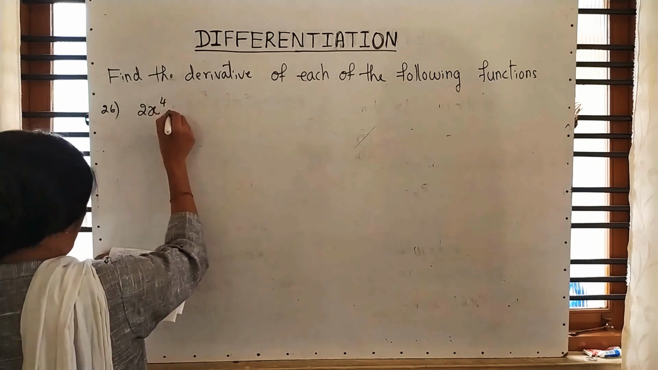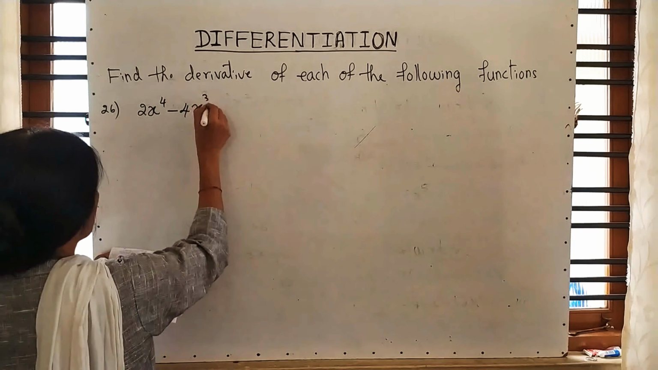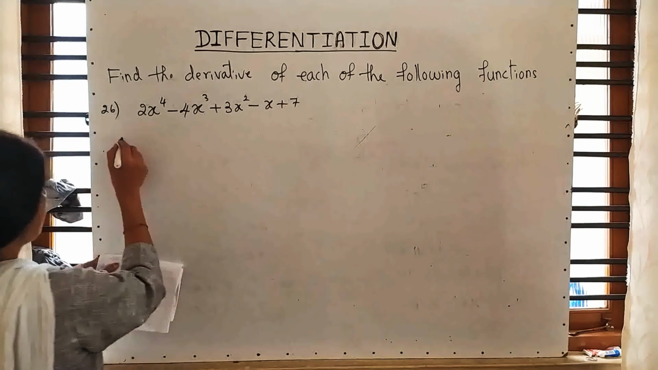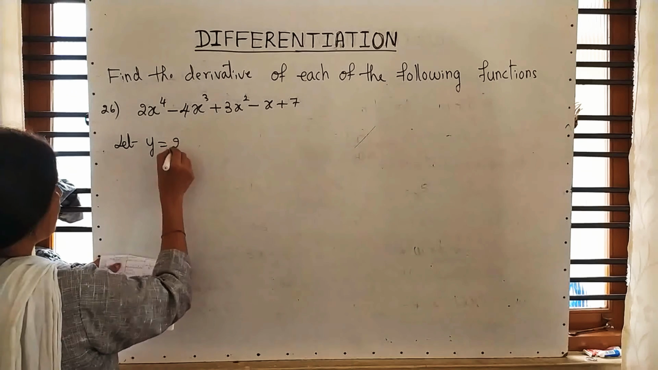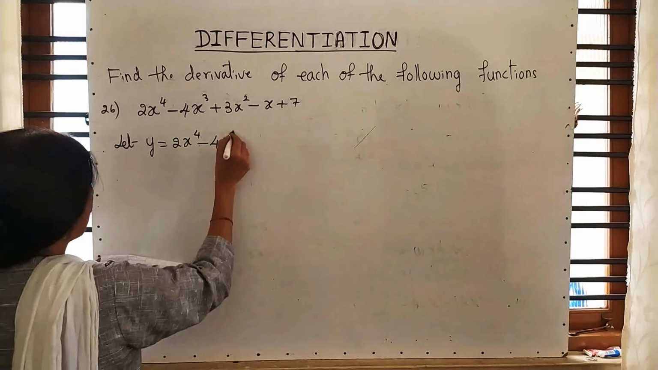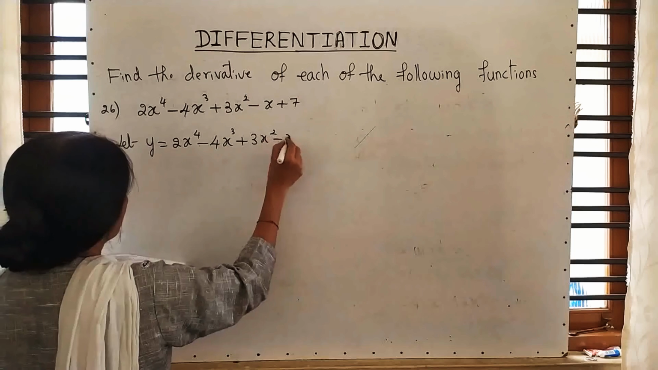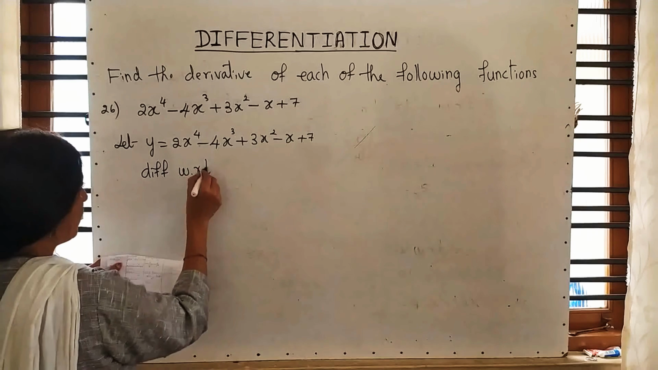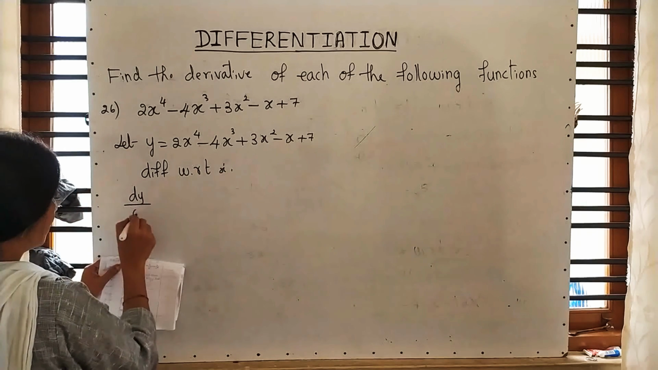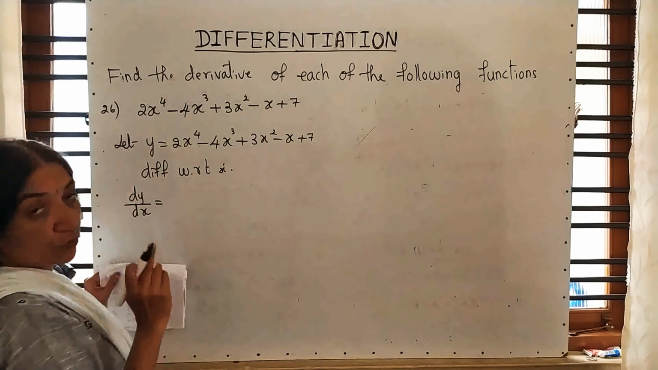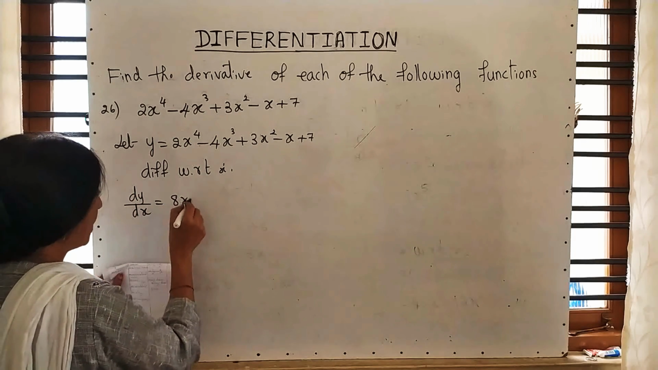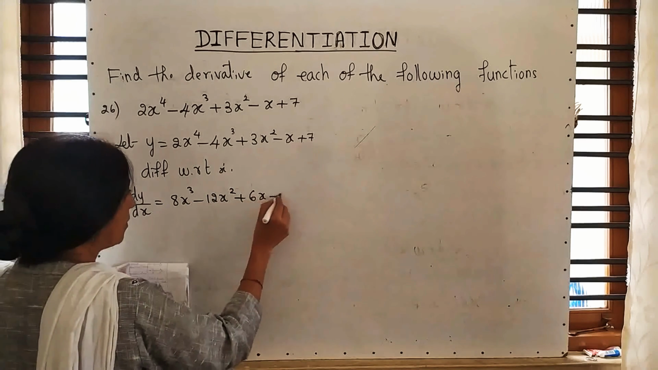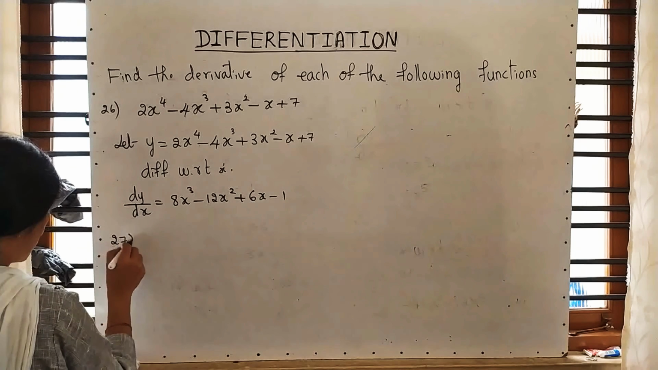Into x to the power 4 minus 4x cube plus 3x square minus x plus 7. Differentiating with respect to x. Yes, what is the differentiation of 2 into x to the power 4? 8x cube minus 12x square plus 6x minus 1. Correct or what? Yes. Next.